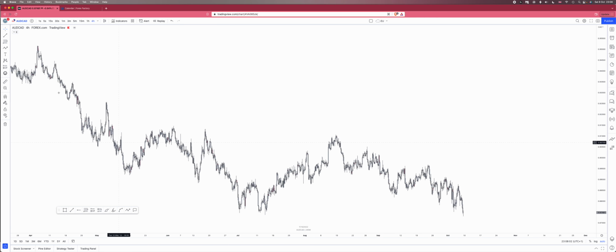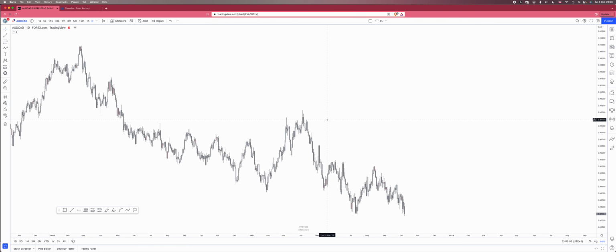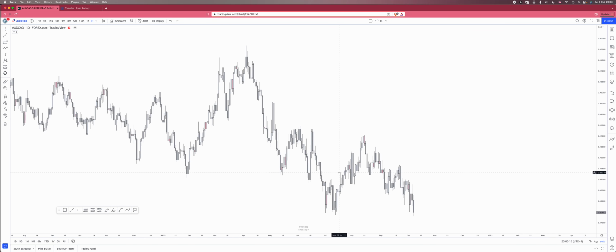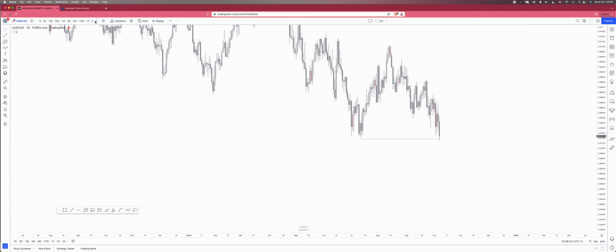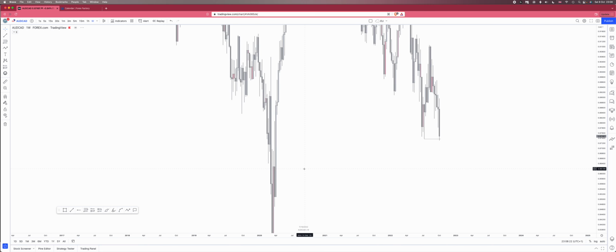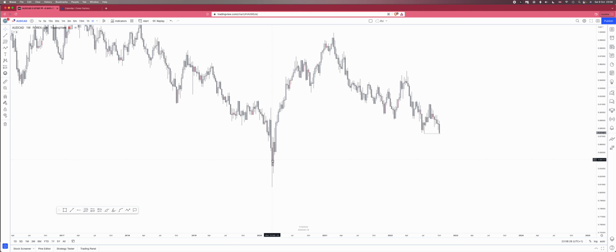So last but not least, Australian CAD. Australian CAD, to me, you can see on the daily, is bearish. So this is the target. Oh, it's already reached. Never mind. Let's go on the weekly. Weekly, there's nothing to report.